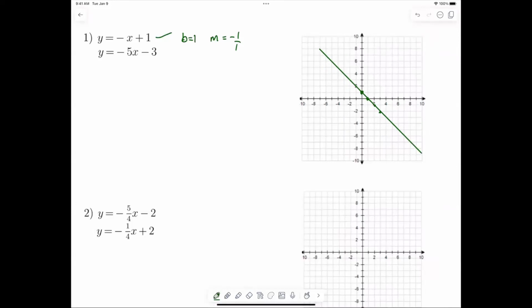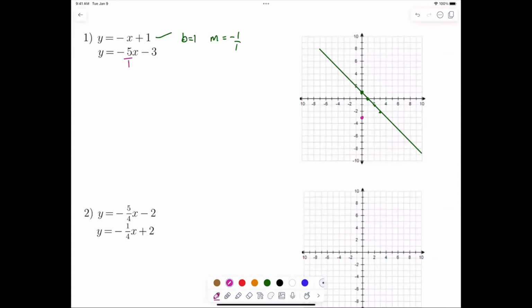And now, how do I graph negative 5x minus 3? Someone else, give me a shot. Down 3, I like it. So I go down 3, plot a point. And then what? Negative 5 over 1, thank you very much.